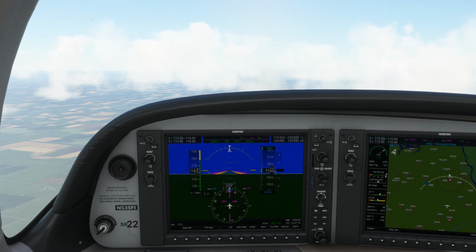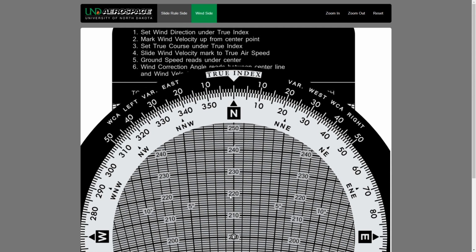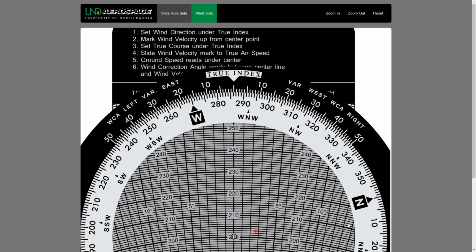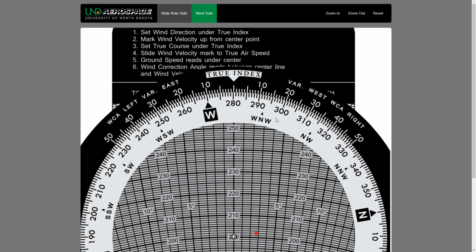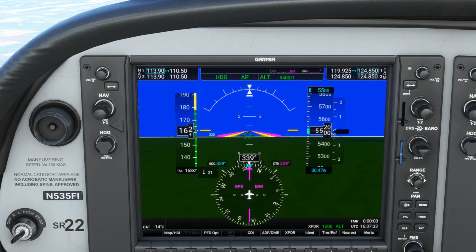We all remember cross-country flight planning using the E6B flight computer for pilotage and dead reckoning calculations to determine things like wind speed and direction at altitude. These are taken care of for us by our avionics now.